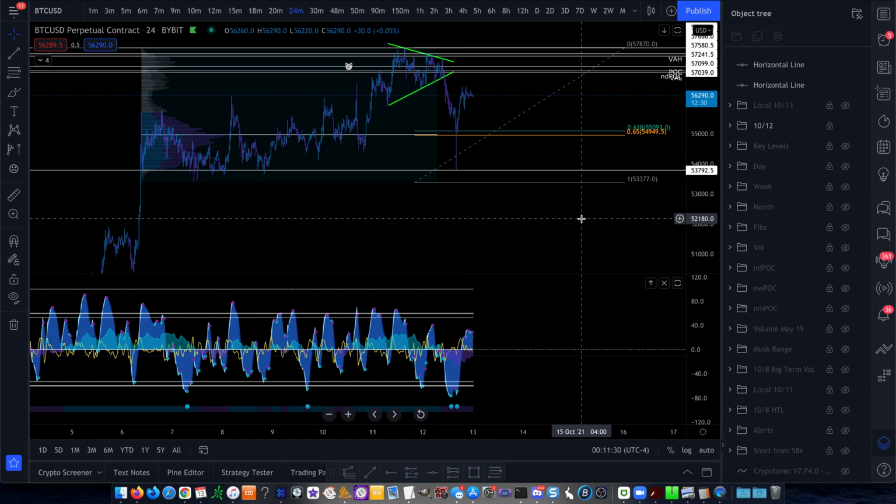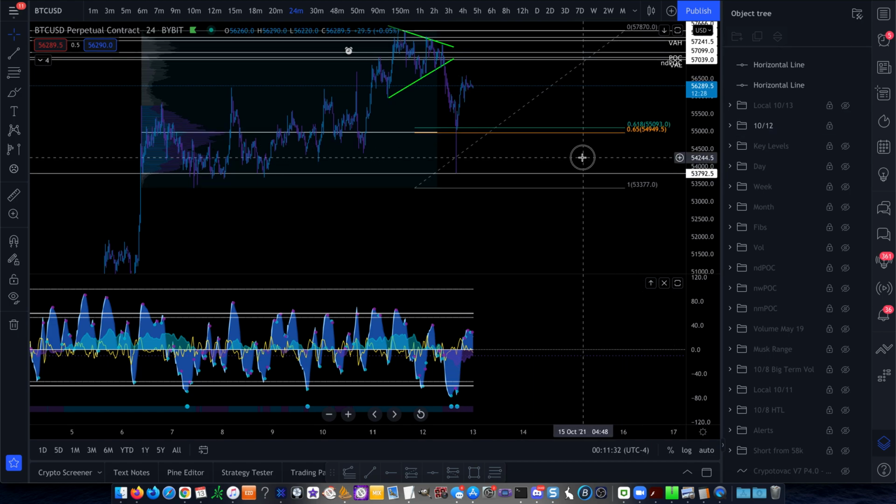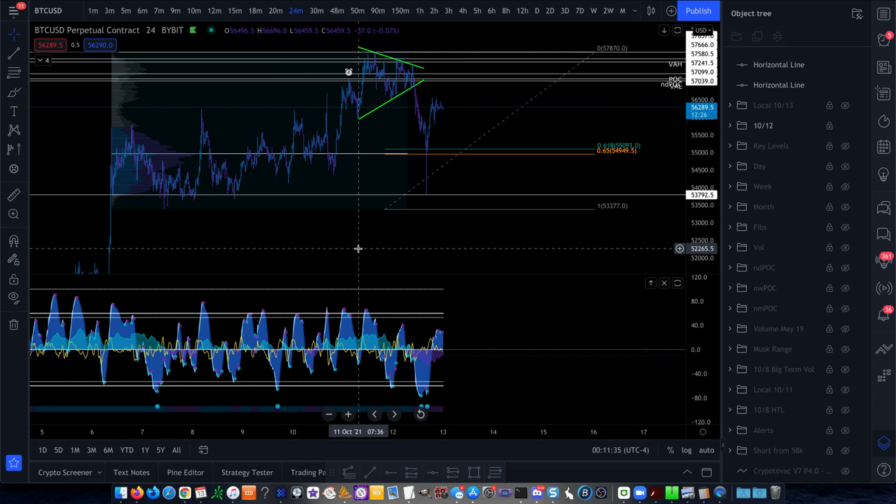Okay, you have to know how to mark out these levels. Otherwise, you could get an uneven butt cheek that doesn't play out too well.